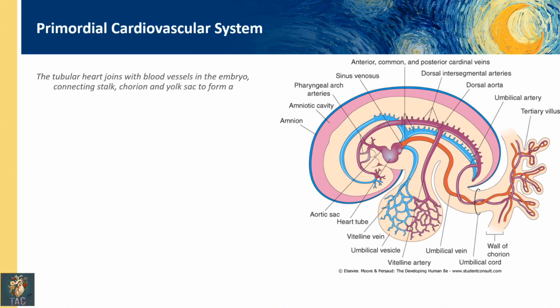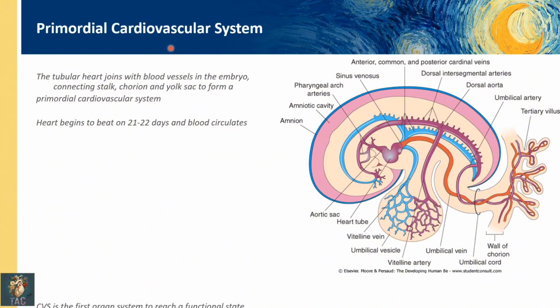So primordial vascular circulation: basically the tubular heart joined with the blood vessels in the embryo, the connecting stalk, the chorion, and the yolk sac to form the primordial cardiovascular circulation. In this diagram you can see the primordial heart which is forming, and it has joined the vessels present in the yolk sac stalk, in the connecting stalk, and in the body wall. So it has gained connection with all of the blood vessels in this area, and in this way the primordial cardiovascular system starts. So the CVS is the first organ to reach a functional stage.